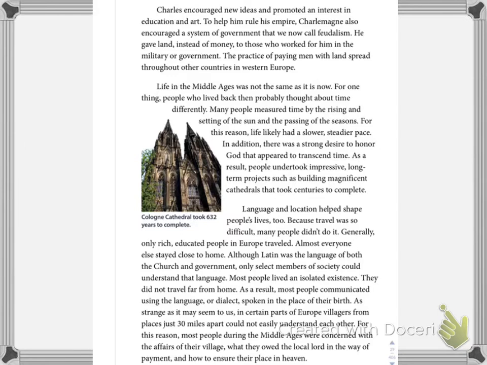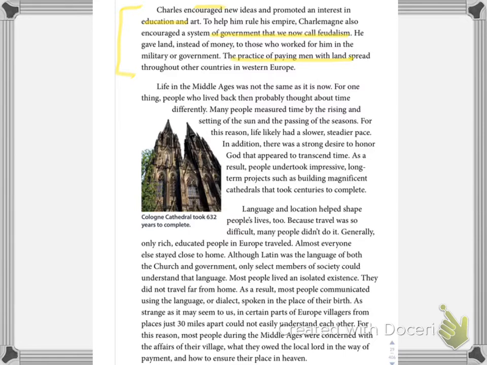So, why do you think Charlemagne became known as Charles the Great? Well, I can see it right here in this first paragraph. He did many things that people approved of, and many people believed he was a great man. He encouraged new ideas in art and education. He established a government we now call feudalism, and he paid people in land instead of money. So he encouraged new ideas in art, he established a new government, and he paid people with land instead of money.